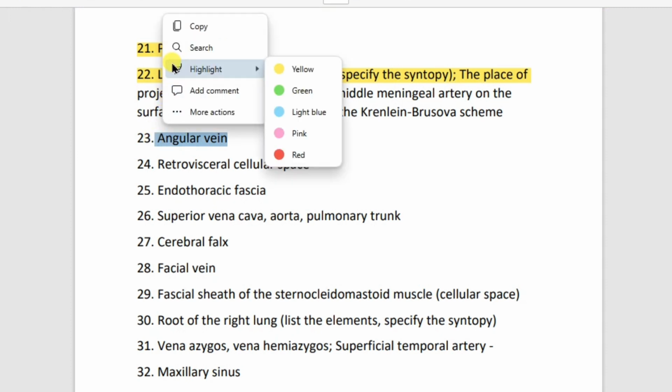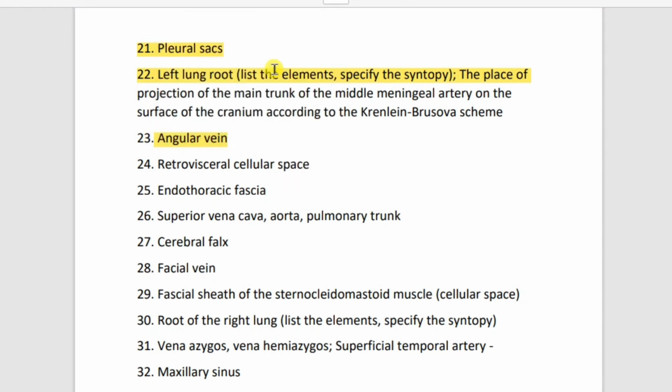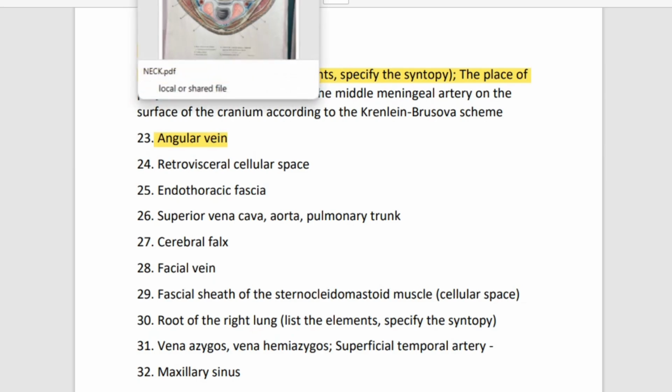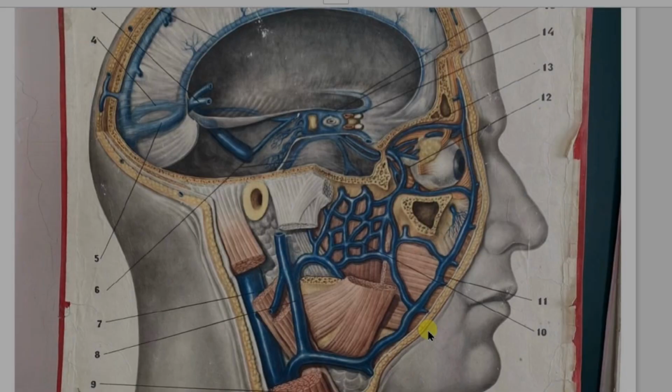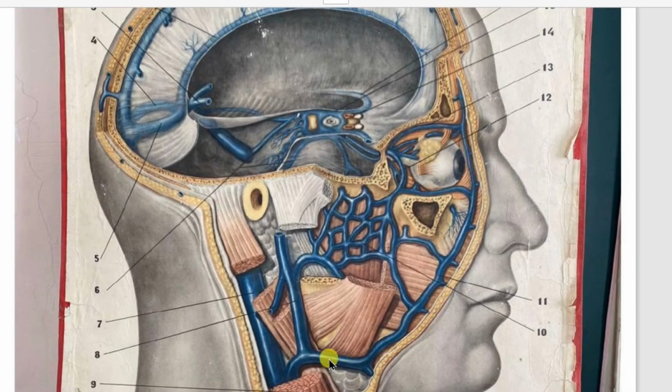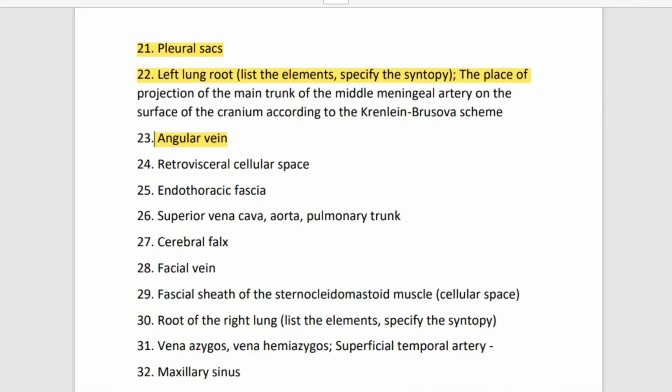Where can you find this vein? You can find it in the facial region. So here you can have a look at the angular vein. This is the angular vein. The angular vein is actually the branch of what? Here you can see the internal jugular vein, and this is the angular vein. Okay, and the angular vein gives rise to which vein? The facial vein. Okay, so let's see the next one.